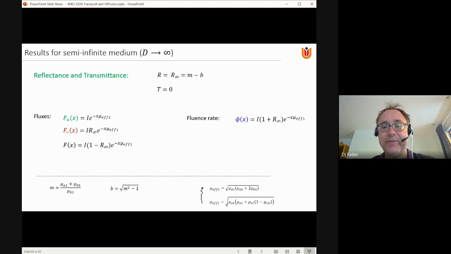For the fluence rate, we have the important property. We have this expression, so it's equal to the incident intensity times this boost factor, 1 plus r, and then again a simple single exponential.